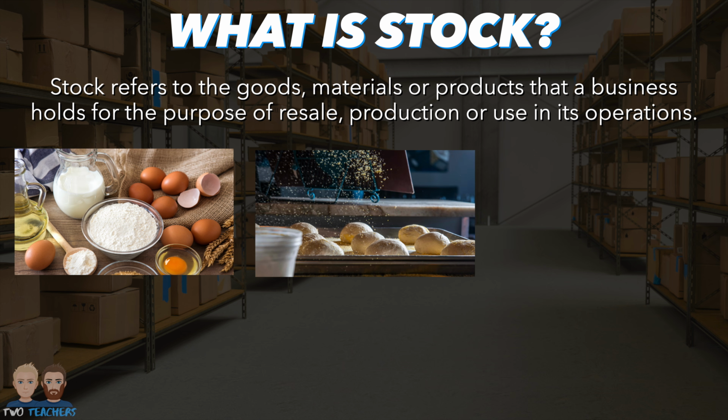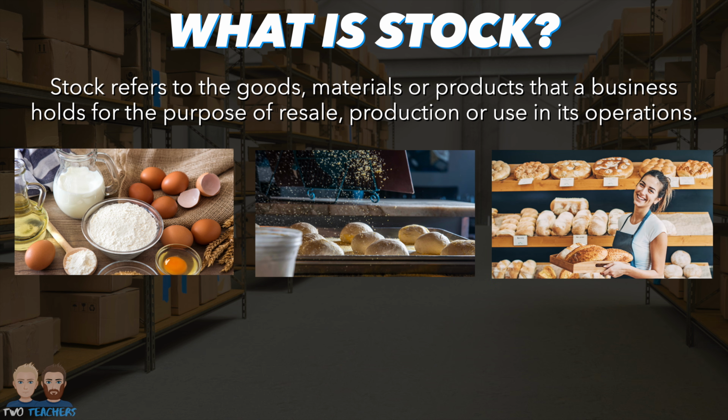Work in progress. This category of stock includes products in the process of being made. Imagine trays of bread dough about to enter the oven. Then there's finished products. These are the completed items available for purchase in the store, like freshly baked loaves of bread on the shelves waiting for customers to make that purchase.